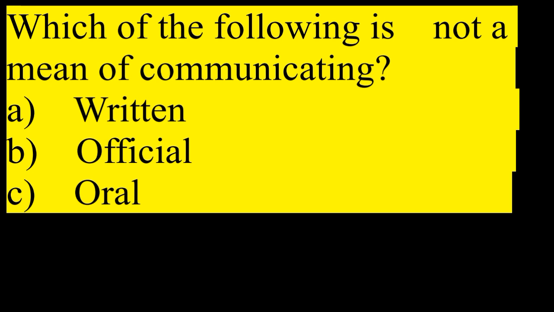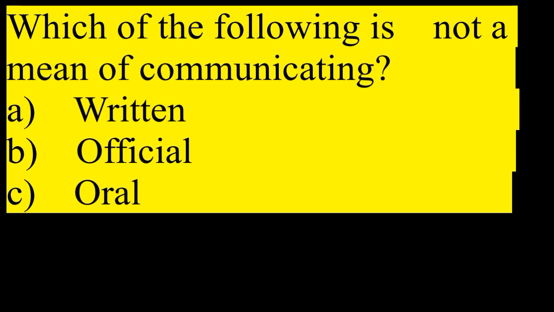Which of the following is not a means of communicating? They're asking you which of the following is not a means of communicating. A, written. B, official. C, oral. Let me go over it again. Which of the following is not a means of communicating? A, written. B, official. C, oral.